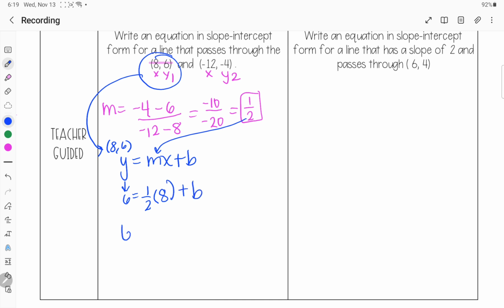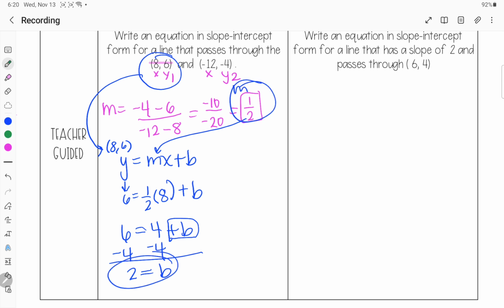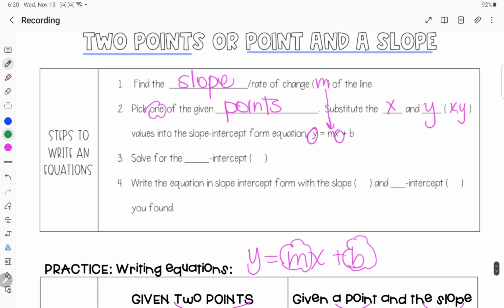so I need to solve for b. So 6 stays 6. I'm going to simplify this side. So half of 8 is 4 plus b. Well, if I need to solve for b, I need to get this alone. So I'm going to subtract 4 from both sides, giving me b equals 2. So this was my m. This is my b. I now can write my equation, which is step 3.